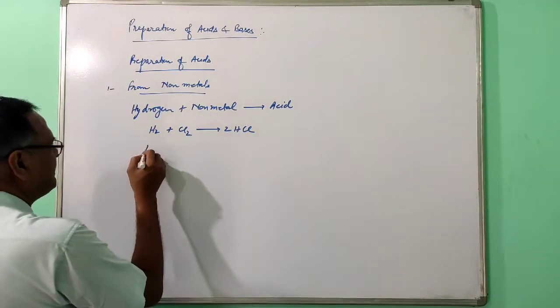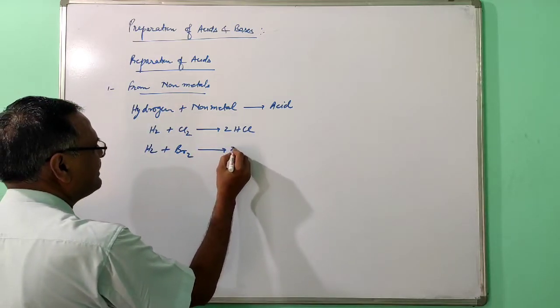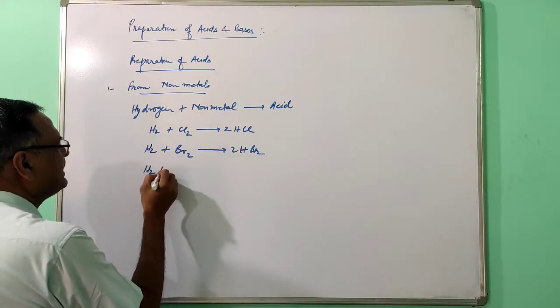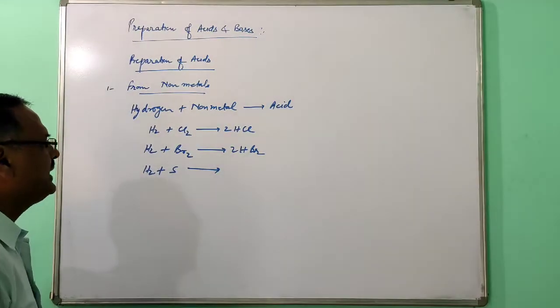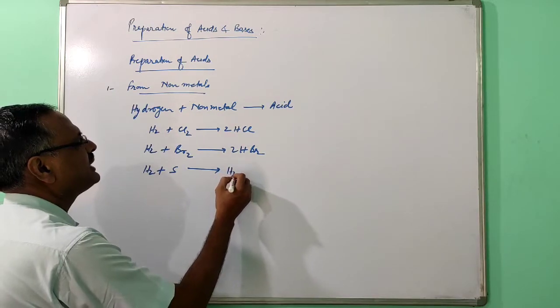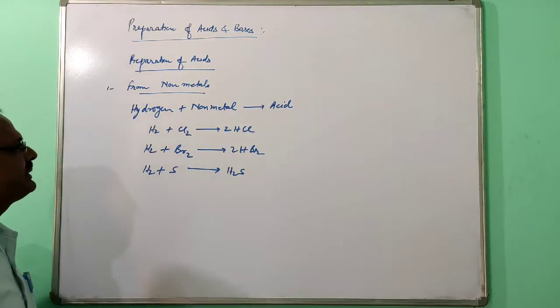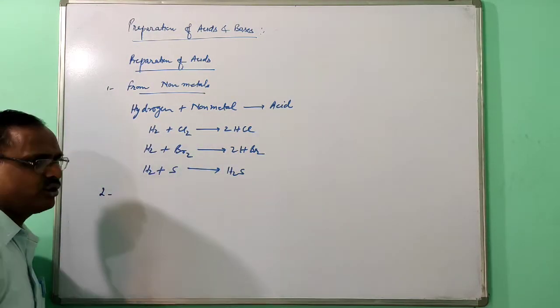And the second one is hydrogen and bromine. If you heat it, this will form HBr. In the same way, if hydrogen gas is passed in the vapors of sulfur, it forms H2S. So all these acids are formed from non-metals, and here chlorine, bromine and sulfur are the non-metals.